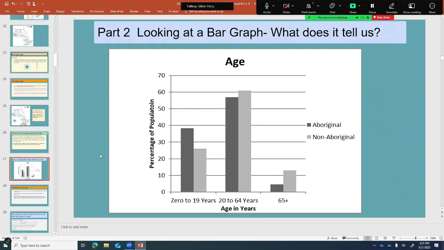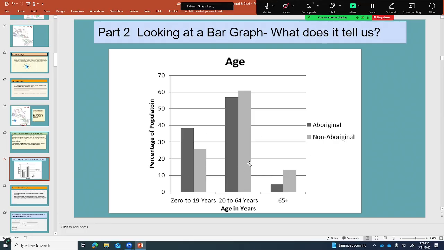Okay, part 2 is looking at the bar graph. This is the bar graph. Whenever you're looking at the bar graph, you want to read the titles. So the title up top is age. The title down here is age in years, 0 to 19 years, 20 to 64 years, 65 plus years. Over here, we've got the percentage of the population. It starts at 0 and goes up to 70%. And then over here, we've got a little legend. The darker bars count as the Aboriginal, and then the lighter gray bar counts as non-Aboriginal people.